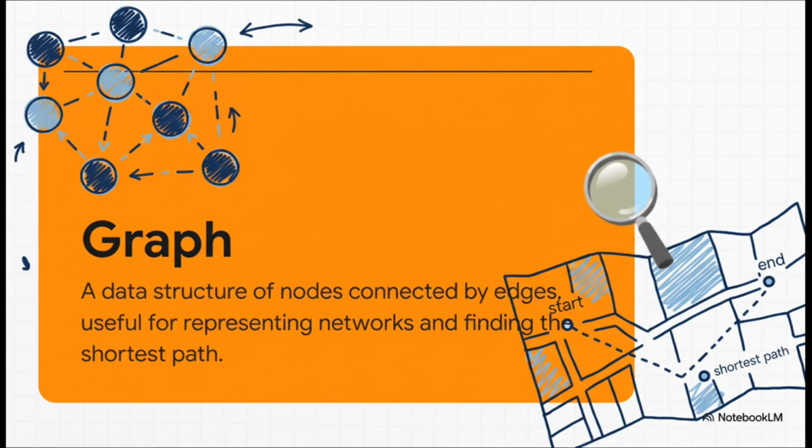And what about for really complicated interconnected stuff? For that, we use graphs. It's just a bunch of points or nodes connected by lines or edges. It's perfect for mapping out a social network, who's friends with whom. Or, the one we all use every day, finding the shortest route in Google Maps.